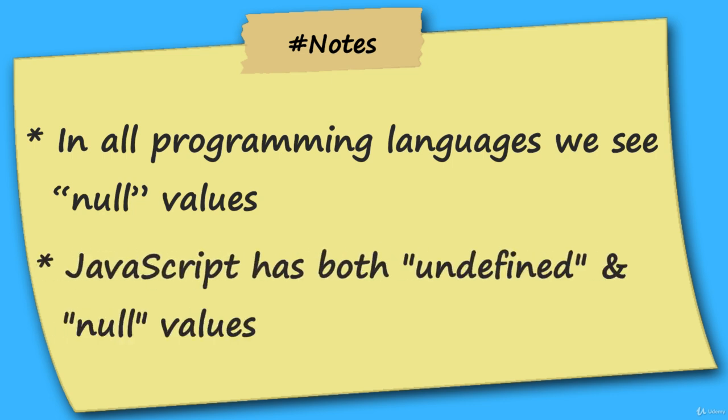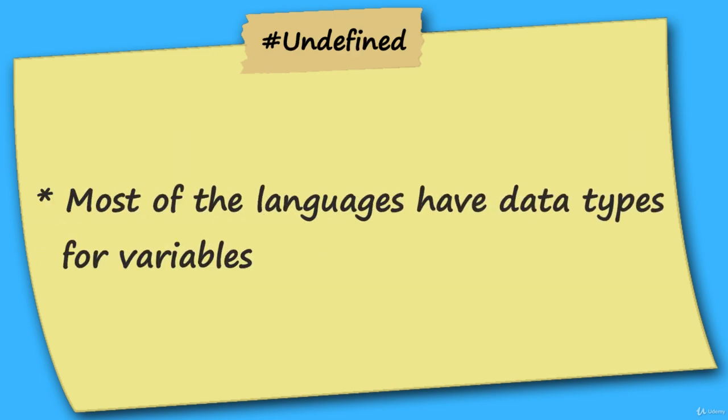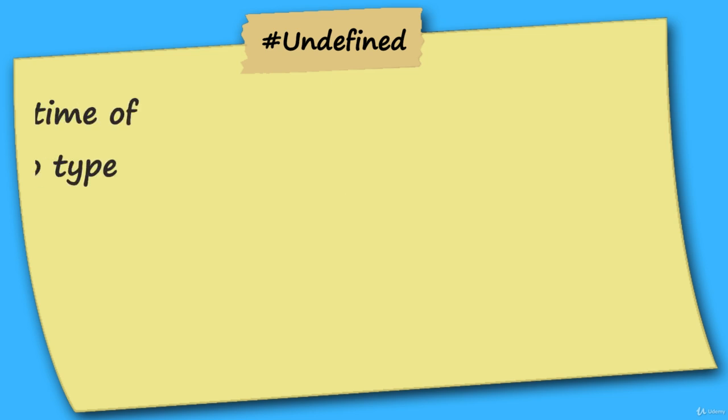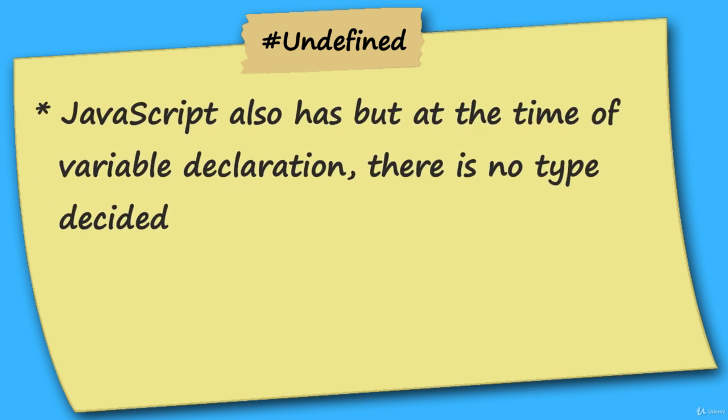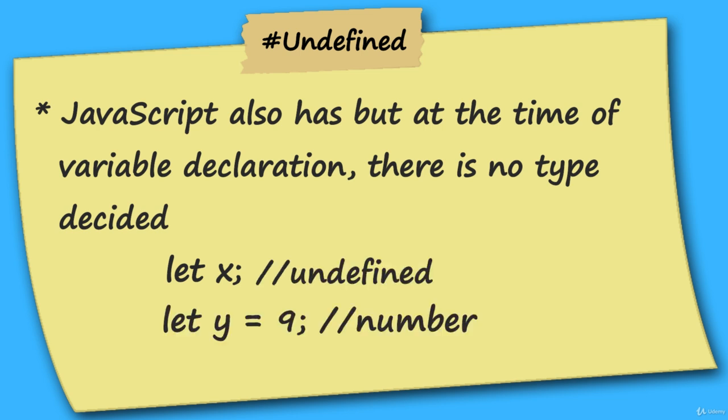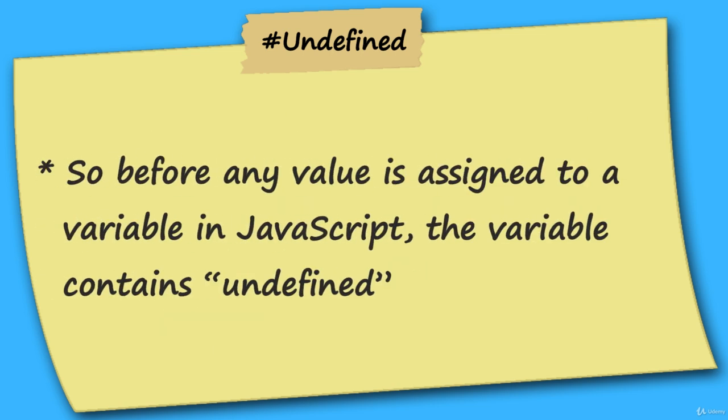And believe me, it's really confusing for even experienced developers. So let's begin with undefined. Most of the languages have data types for variables. JavaScript also has, but at the time of variable declaration, there is no type decided. Then after the value is assigned to a variable, it decides the data type. So before any value is assigned to a variable in JavaScript, the variable contains undefined.